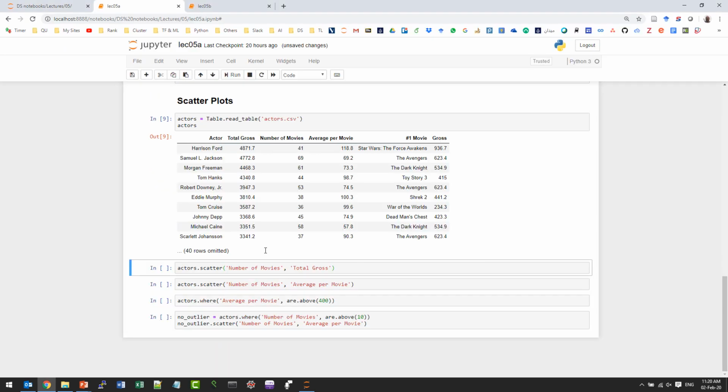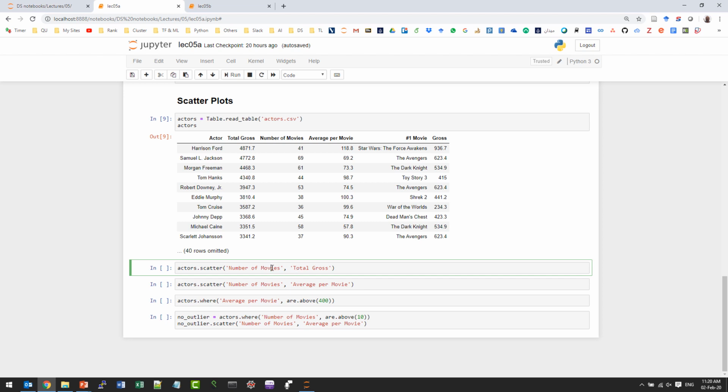Okay, so this is the data set that we have. I think we saw it before. We have for each actor the total gross of the movies that he was involved in, the number of movies, the average gross per movie, the top movie, and the gross, which is the income for that top movie.